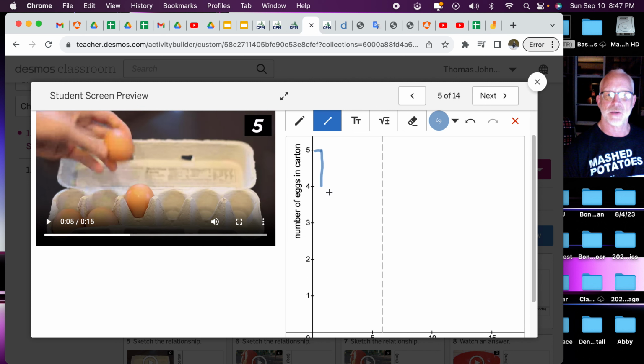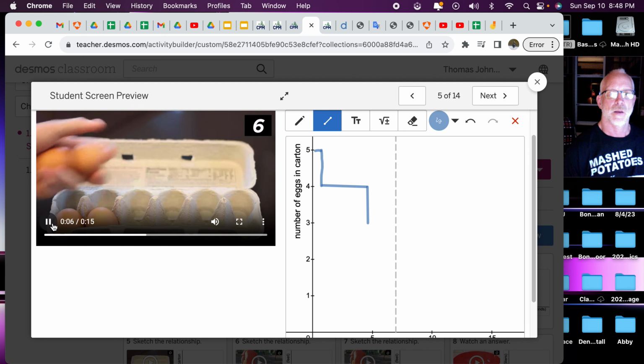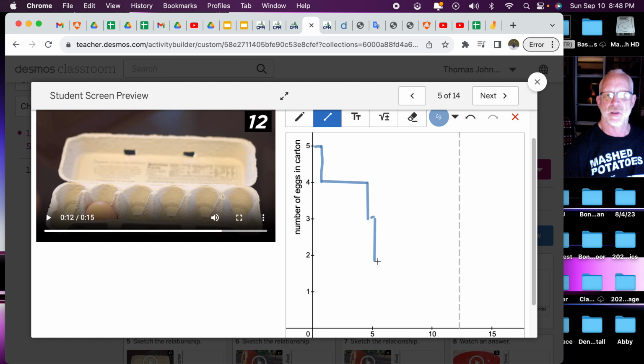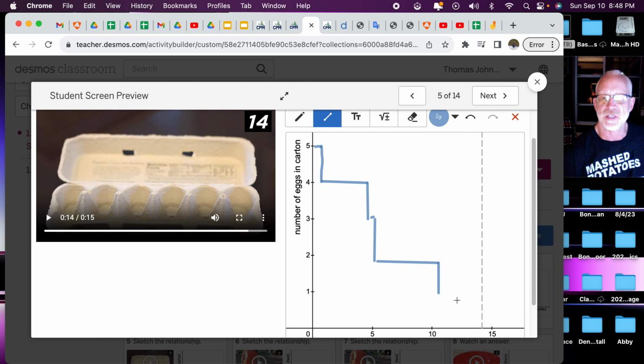At 5 seconds, we went down to 3. Oh, and then just way later, a short time past that, we went down to 2. And that looks like about 11 seconds, we went down to 1. At 13 seconds, we went down to 0. How's that?